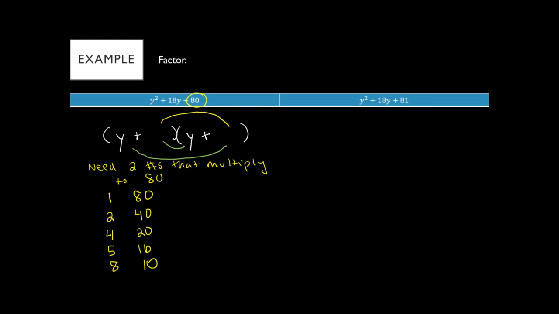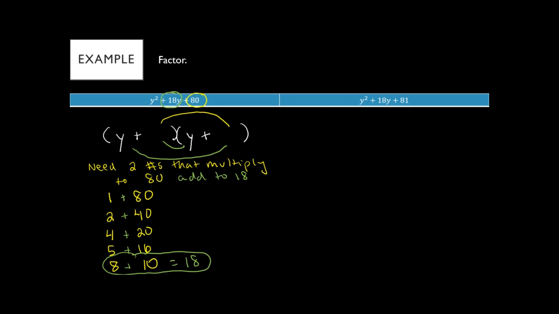So FOIL, we've got the inside and the outside parts of FOIL. The combination of those two needs to add to 18. Those create this number right here. So we need these to add to 18. And so you go through your list and you see which pair here adds to 18. And so that is your last pair here. 8 plus 10 gives me 18.